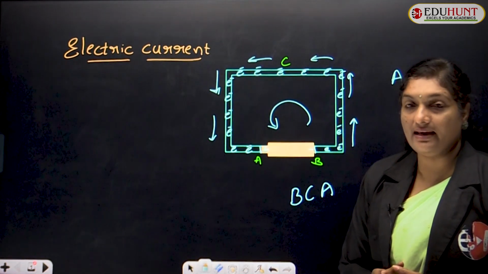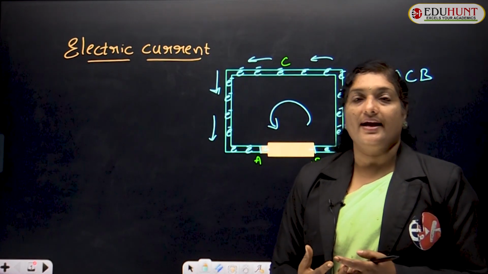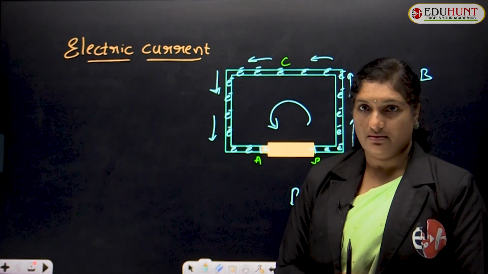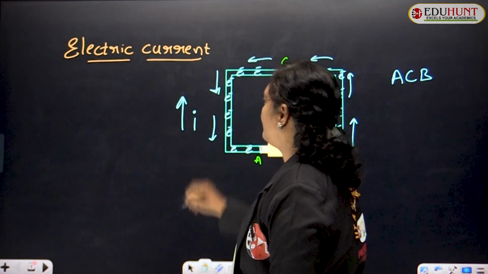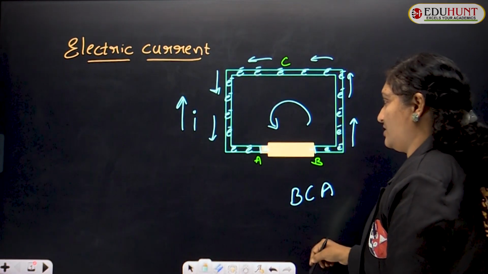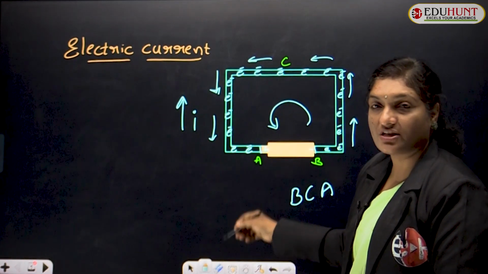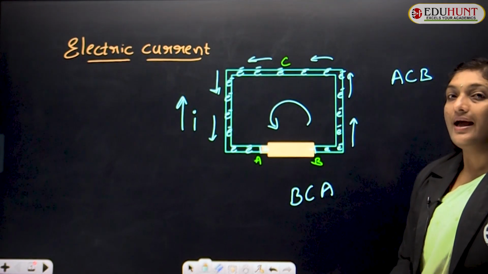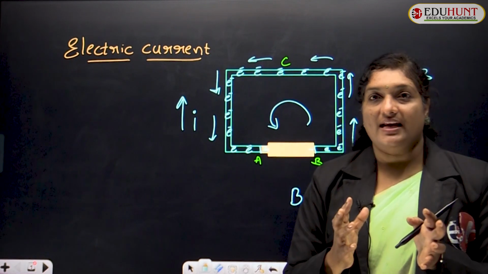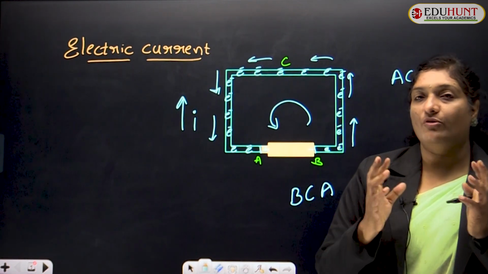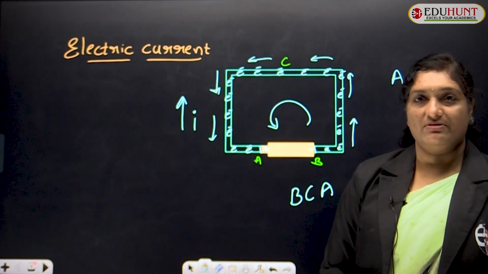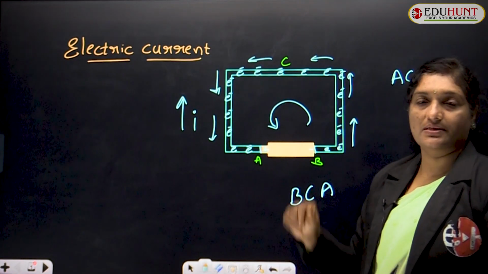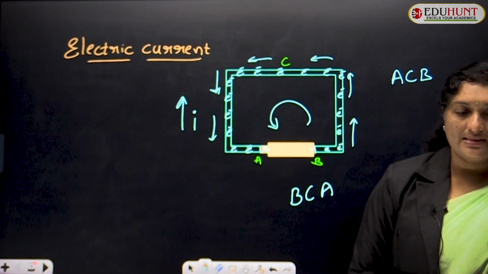So conventionally, the direction of the current is taken as the direction of the positive charges. So current must be moving in the clockwise direction, and electrons in the anti-clockwise direction, whereas current is in the clockwise direction in this particular picture. Hence, conventional current is supposed to flow from the positive charge to the negative charge, even though only electrons are in motion, in the reverse direction. I hope the concept is clear, children.